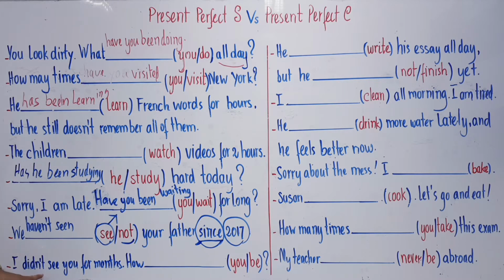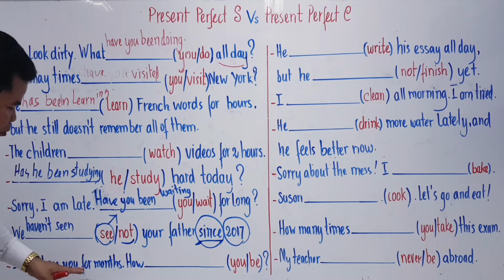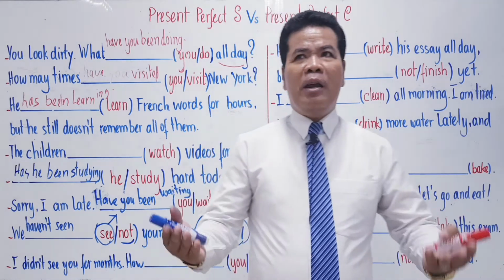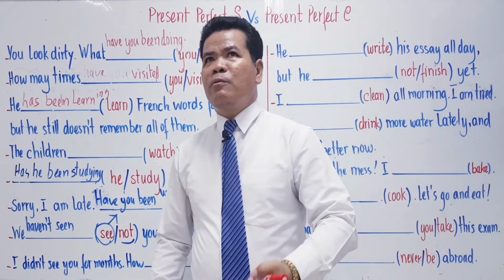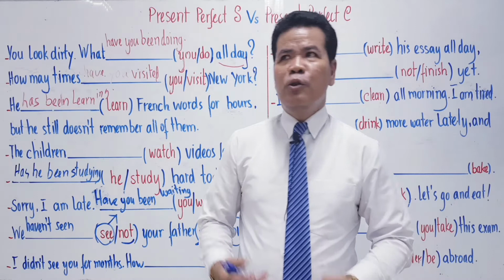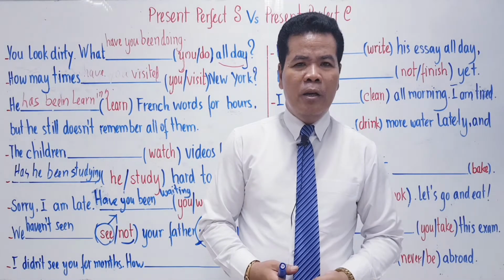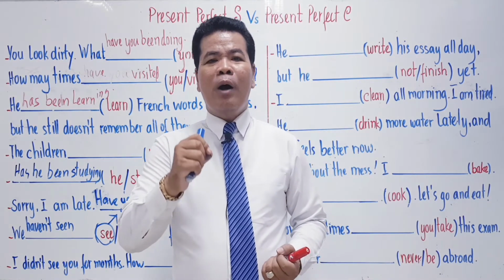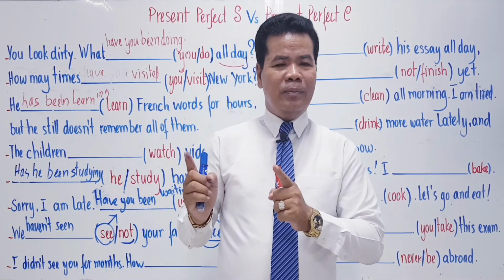I didn't see you for months. I didn't see you for months, for many months, for at least 2 months, 3 months, 4 months, 5 months, 6 months, right? 2 years, something like that. So when you did not see your friend for months, for 5 months, for 2 years, for 3 years, for 4 years, when you meet him, what are you going to ask? You ask, how old are you? Or you ask another word. Try to remember.